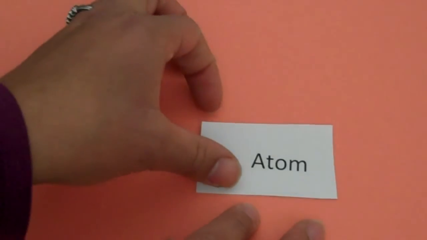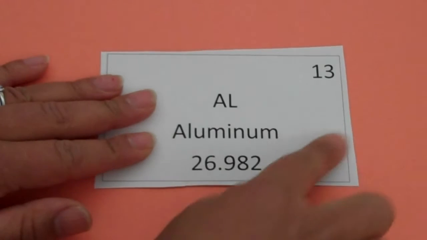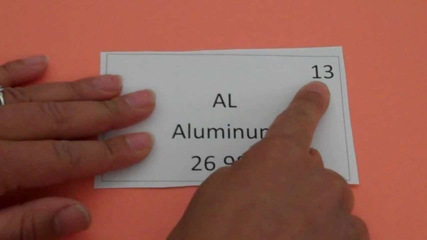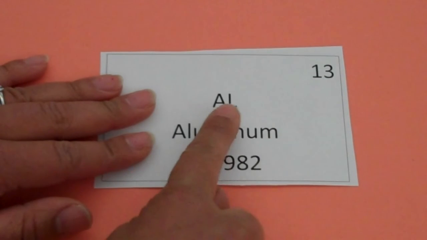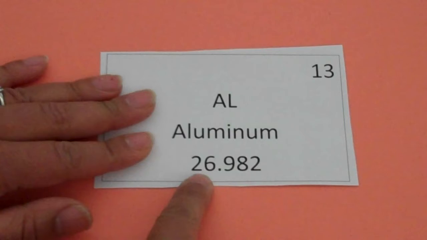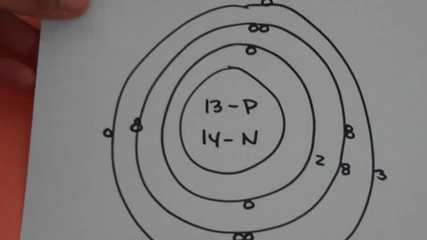Okay, so the atom from this sheet of aluminum, when we write it down and we copy it off the periodic table, we have some information. 13 is the atomic number, or the number of protons. Al is the symbol, aluminum, and 26.982.